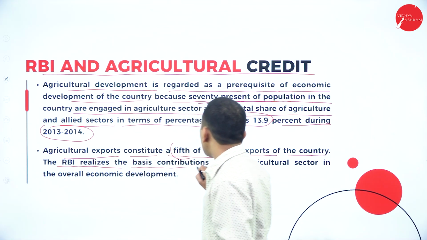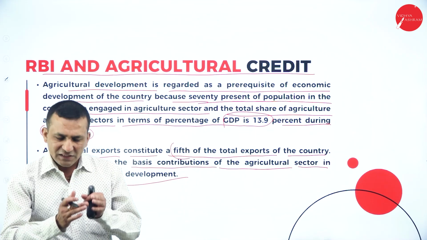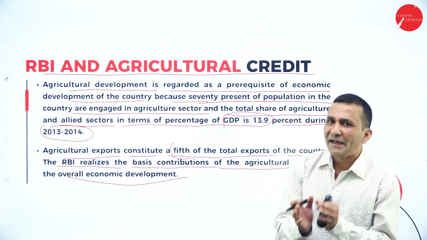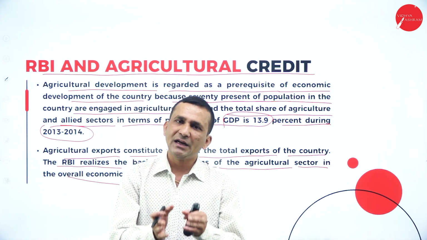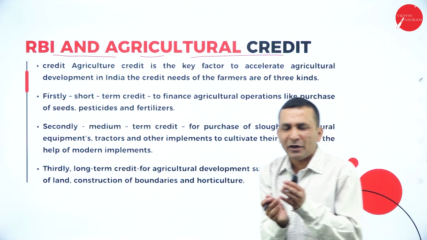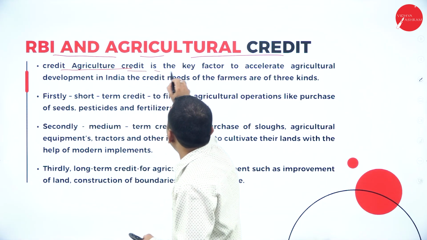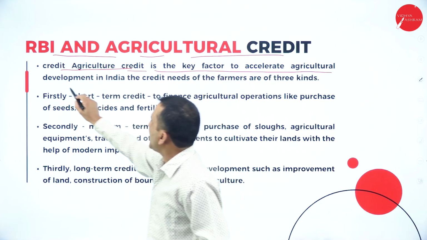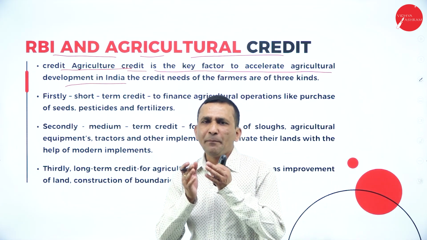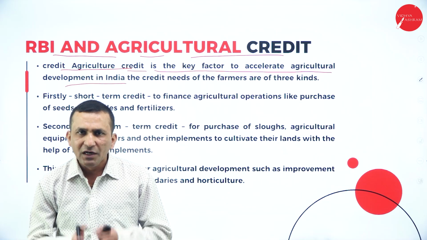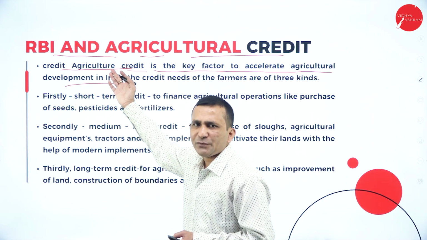The RBI realized the contribution of the agriculture sector to overall economic development. Whether a country is developed or not, agriculture's contribution is very important. So that is the major responsibility taken by the RBI for the agriculture sector. RBI and agriculture credit: some criteria are set by RBI for agriculture purposes only. Agriculture credit is the key factor in accelerating agriculture development in India, because people expect agricultural products every day for their standard of living. To improve agricultural development, the RBI wants to support it, so they are giving support for agricultural products.